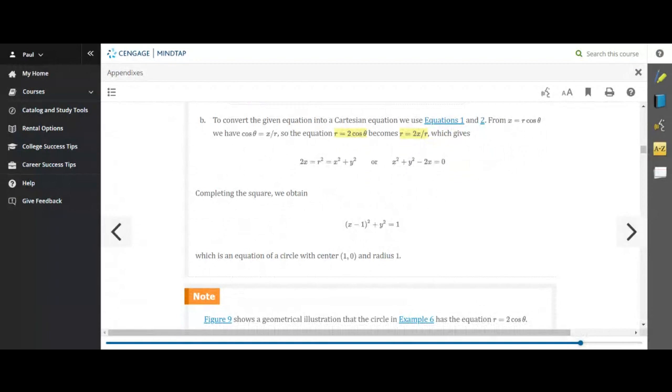To convert the given polar equation, r equals 2 cosine theta, into a Cartesian equation, we're going to remember that since x equals r cosine theta, cosine of theta is x over r. So r equals 2 cosine theta becomes r equals 2x over r.